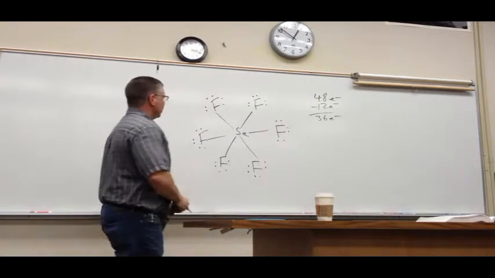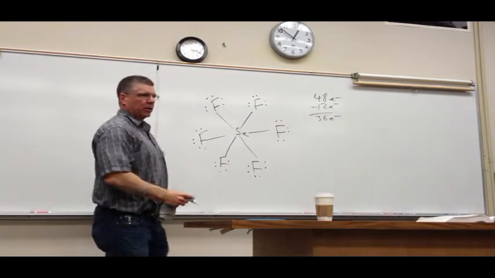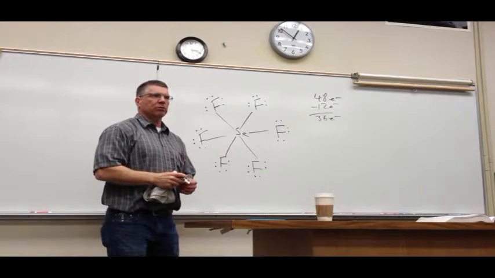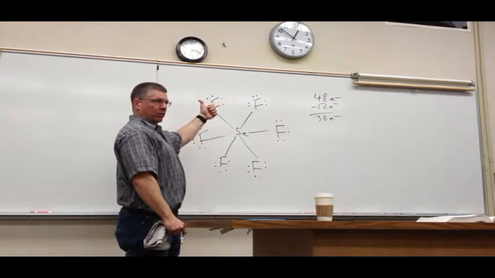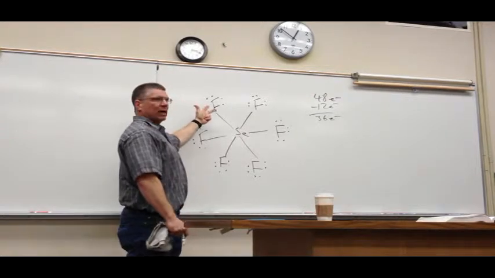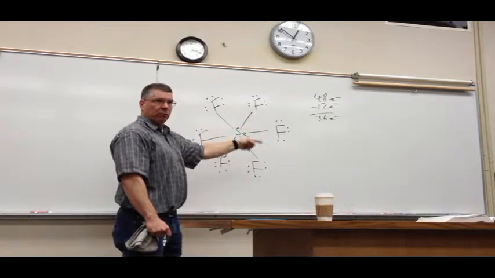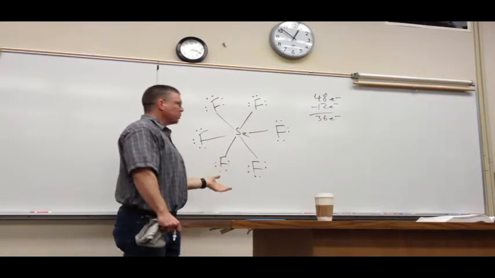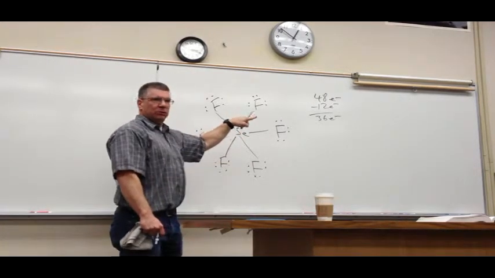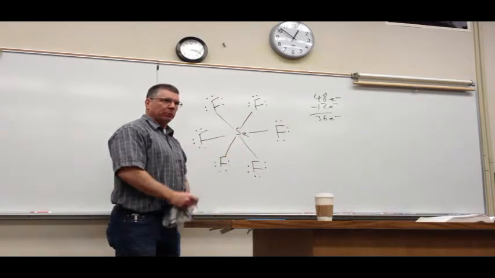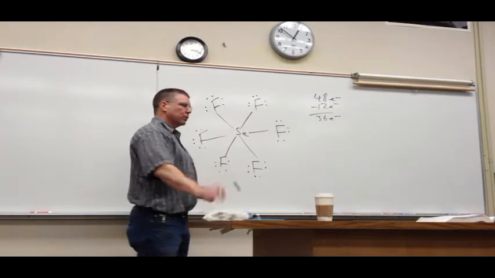The octet rule is satisfied for everything. Calculating formal charges. Each fluorine has 7 valence electrons, minus 6 dots, and 1 line is 0. So every fluorine has a 0 formal charge. Selenium has 6 valence electrons, minus 6 lines is also 0. It's the best you're going to do. Okay, so this is a good Lewis structure.